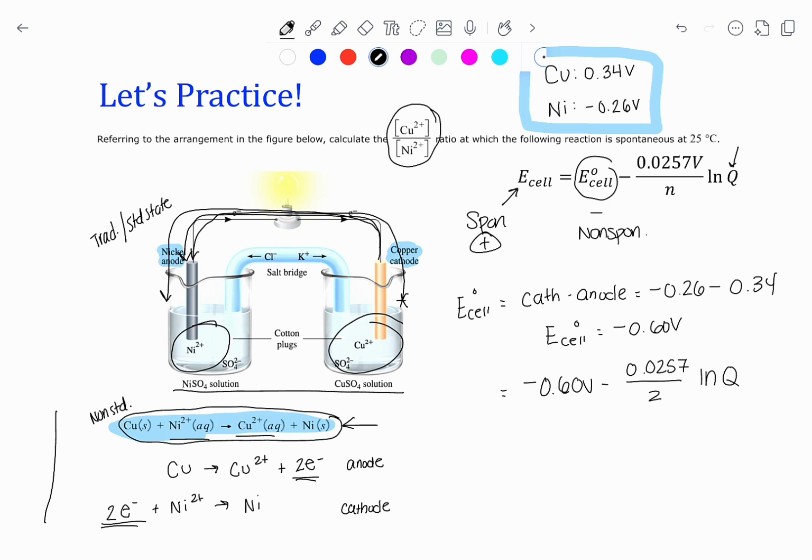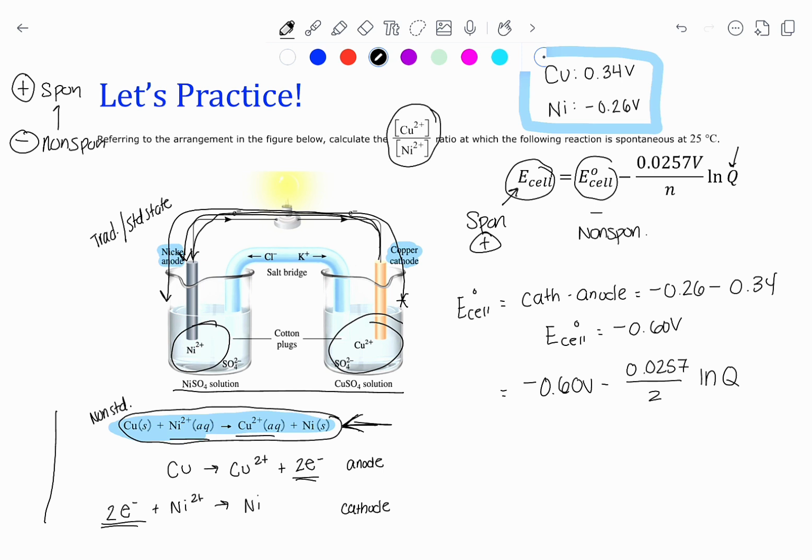Now, if we're trying to find Q, I also need a value for E cell at non-standard state. So, again, the question is asking, what is the ratio where the following reaction, the reaction down here, okay, remember to look down there in your problem when you do this on your homework, okay? When does that reaction become spontaneous? When will the electrons flow the other way? When will they reverse? So we have to remember, positive E cell is spontaneous, negative is non-spontaneous.